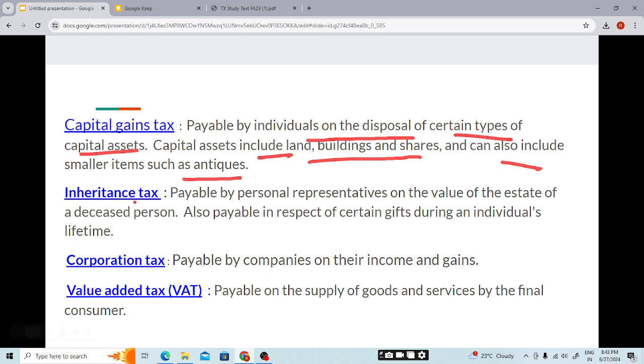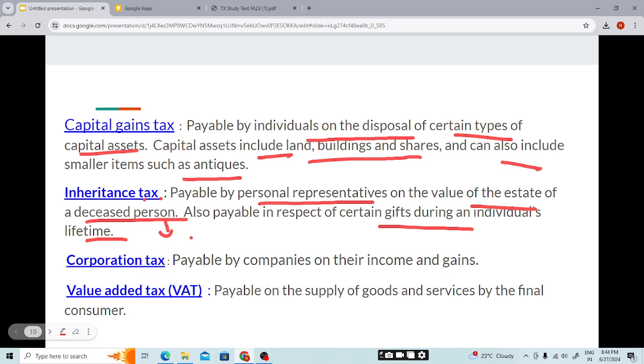Then the next is inheritance tax, payable by a personal representative on the value of the estate of a deceased person. Deceased person means you are getting something in a will, or a person dies, then the estate, that is all the assets he has left at his death, will be transferred to his personal representative, like his grandson or his children. So that person will pay the inheritance tax on it. It is also payable in respect of certain gifts during an individual's lifetime. We'll be studying this, as there are 3 to 4 chapters on inheritance tax. We'll be covering that also.